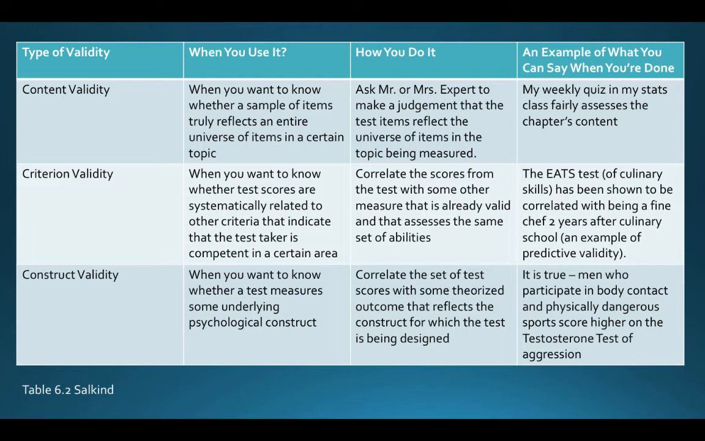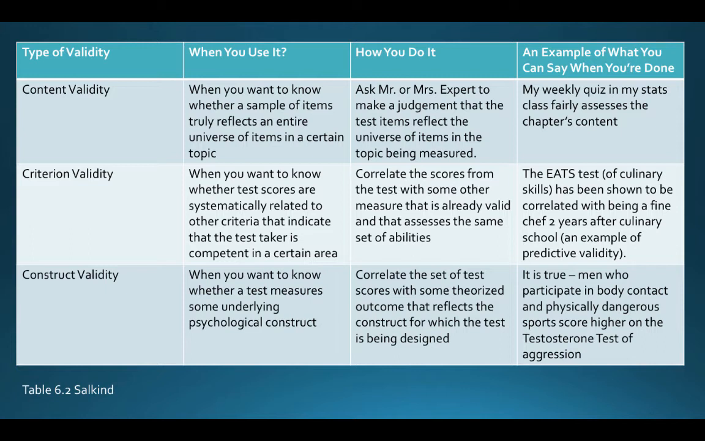Okay. Criterion validity. This is when you want to know whether test scores are systematically related to other criteria that indicate that the test taker is competent. So that's when you correlate the scores from the test with some other measure that's already valid. So maybe you develop a test that's going to measure concussion symptoms, and you have a similar test that already is established as being valid. Well, you can run a correlation between those two tests, and if the correlation is high, you can say that your test maintains validity, criterion validity.